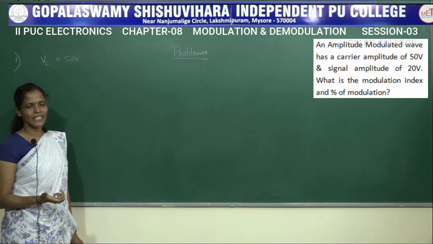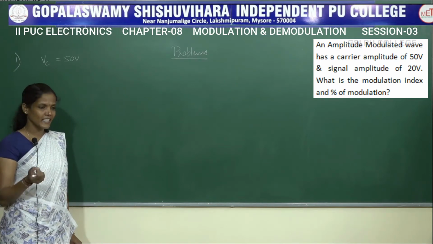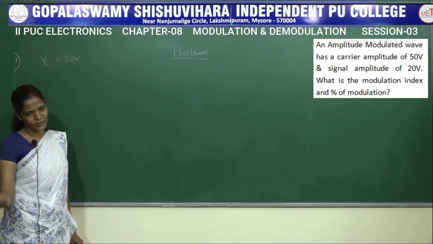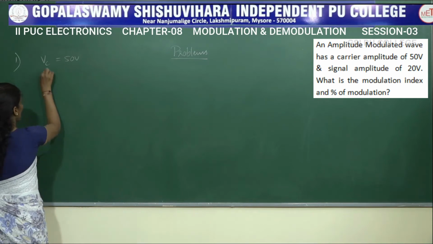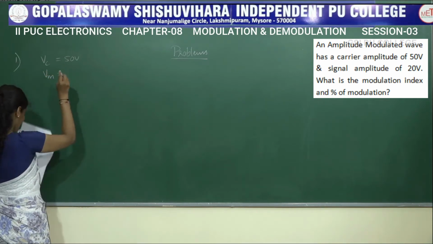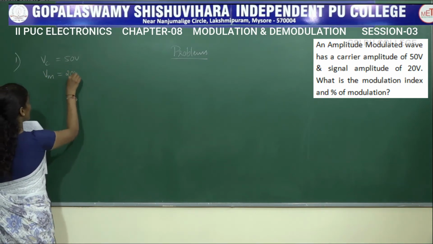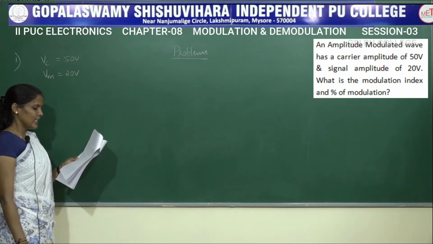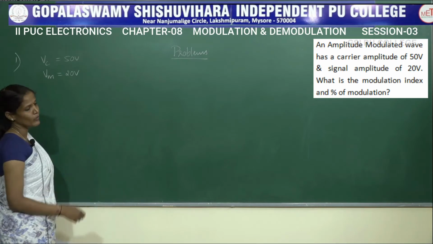Signal amplitude, that is nothing but the modulating signal, or the actual signal which has to be transferred from one place to another place. That is nothing but the amplitude of a modulating signal, which is given as 20 volts. What is the modulation index and the percentage of modulation?